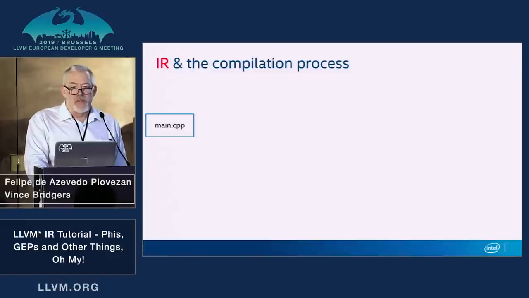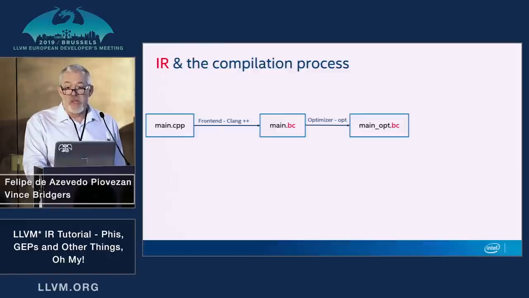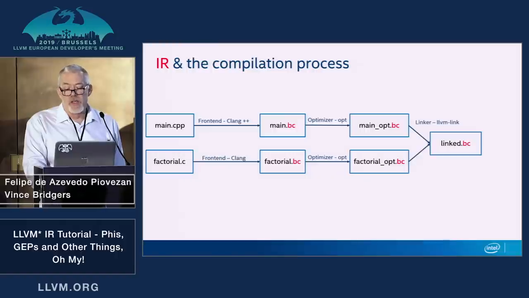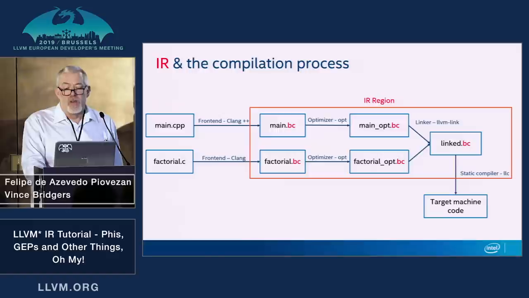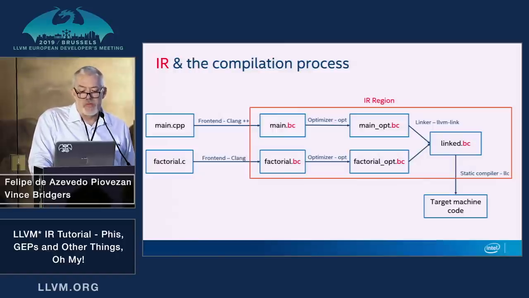So how does IR fit into the compile process? Suppose you start with a main.cpp. We compile this file using Clang. That creates an IR file. This can be optimized. And then suppose we have a factorial.c, which you will see in the presentation. We use this as a teaching example. Factorial.c can be compiled into an IR file using Clang. It can be optimized. These optimized IR files can be linked, and then they can be lowered to target machine code. So you can see here that the IR is the centerpiece of the LLVM development kit. And so it's important to understand IR to some degree in order to understand how IR is used throughout the tool flow.